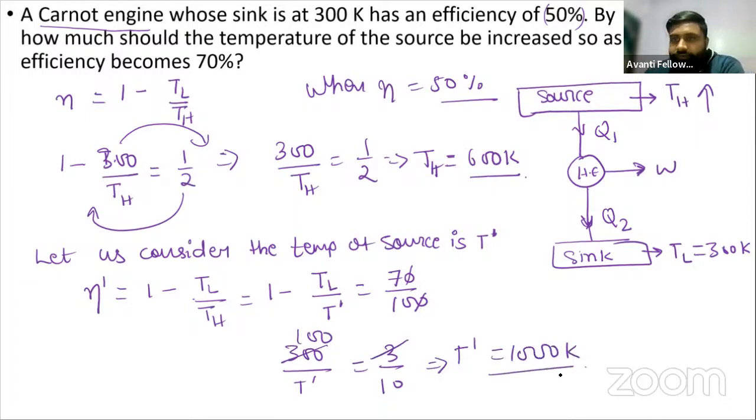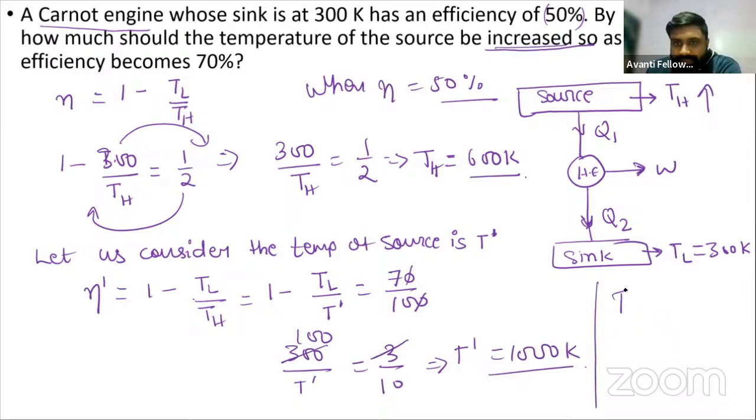Now most students, there are four options, let's say 1000 Kelvin, 400 Kelvin, 300 Kelvin and 600 Kelvin, will just tick 1000 Kelvin because they got the answer that the final temperature is 1000 Kelvin. So is this the correct answer? No. Firstly, I am again telling you, whenever you find the solution, read the question once again and find out what has been asked. Here, the temperature of the source is to be increased. So the increment has been asked, not the final value.